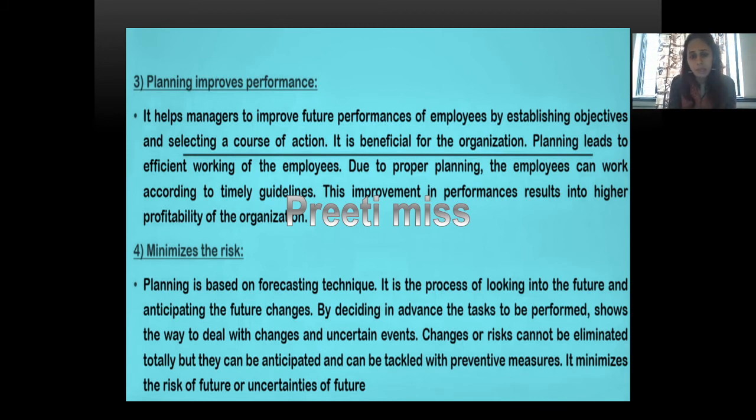So, by deciding in advance the task to be performed, it shows the way to deal with changes and uncertain events. See, things are going to come. Some uncertainties will happen. You only need to anticipate. You should be prepared.